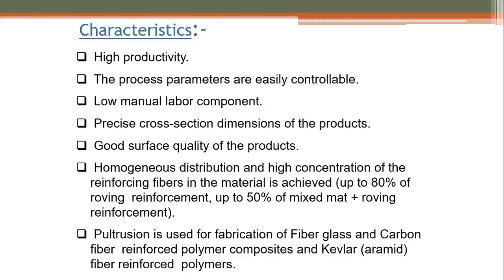Good surface quality of the products. So next, it has a good surface quality of the products. Next, homogeneous distribution and high concentration of the reinforcing fibers in the material is achieved. So homogeneous distribution is highly achieved, that is up to 80% of the roving reinforcement and up to 50% of the mixed mat plus roving reinforcement.